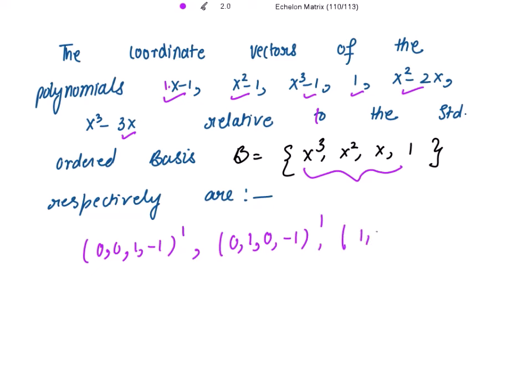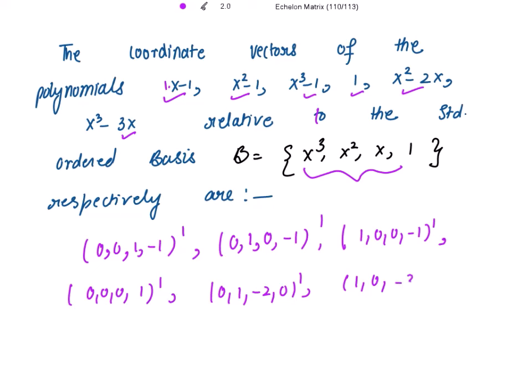So that is 1, 0, 0, -1 dash, and 0, 0, 0, 1 dash, 0, 1, -2, 0 dash, and then at last 1, 0, -3, 0 dash. So we are getting the 6 coordinate vectors relative to the standard ordered basis B, and let's write all these vectors in a matrix form, and then we need to get the echelon matrix form from that matrix.